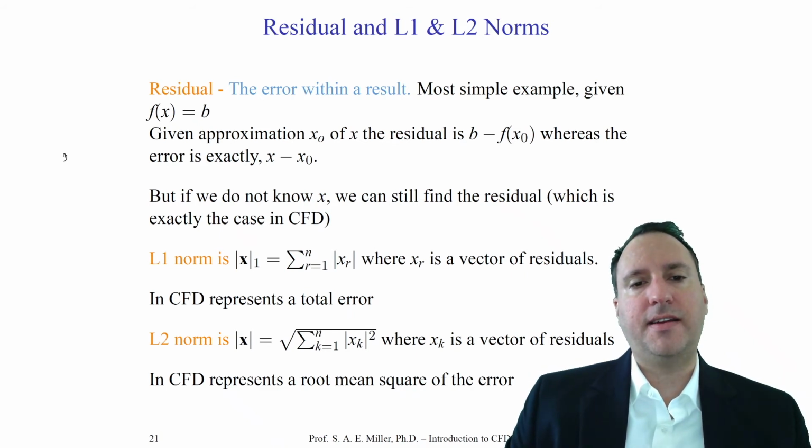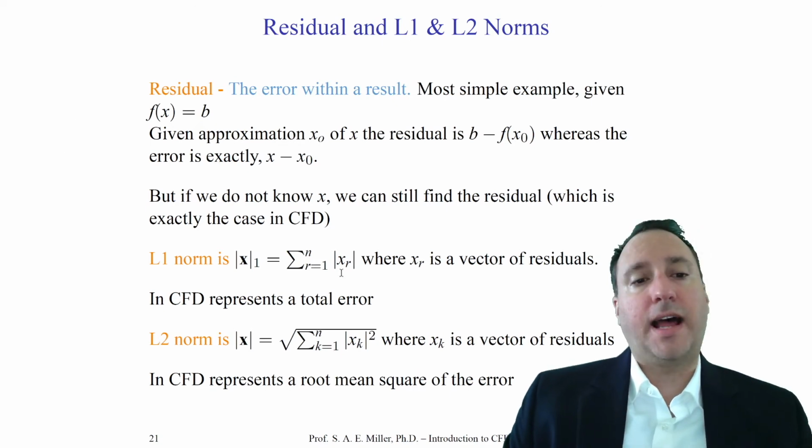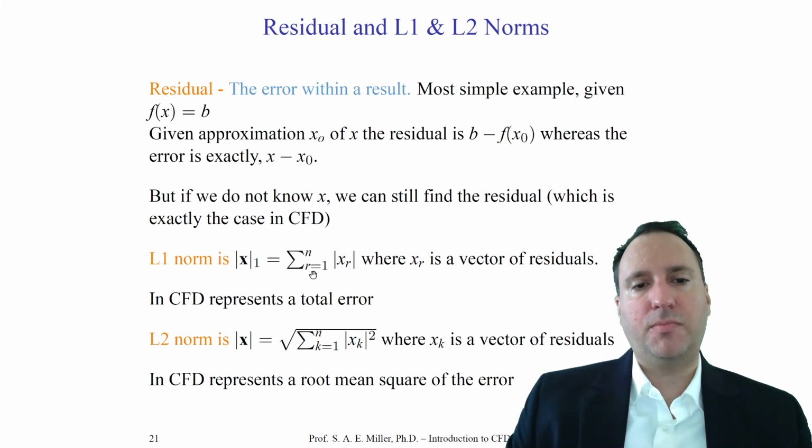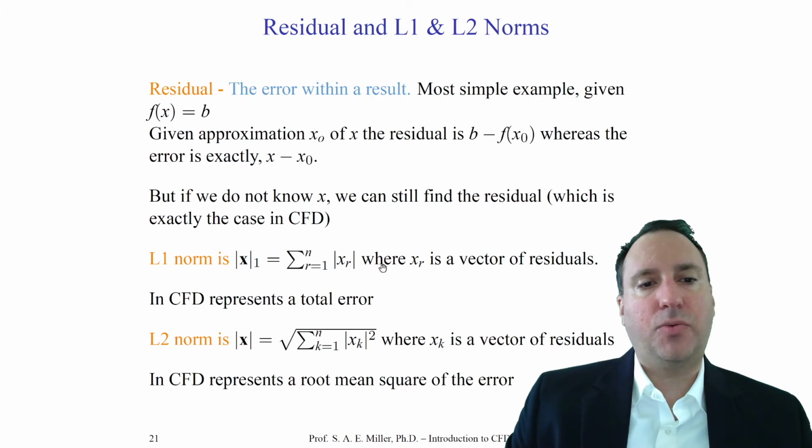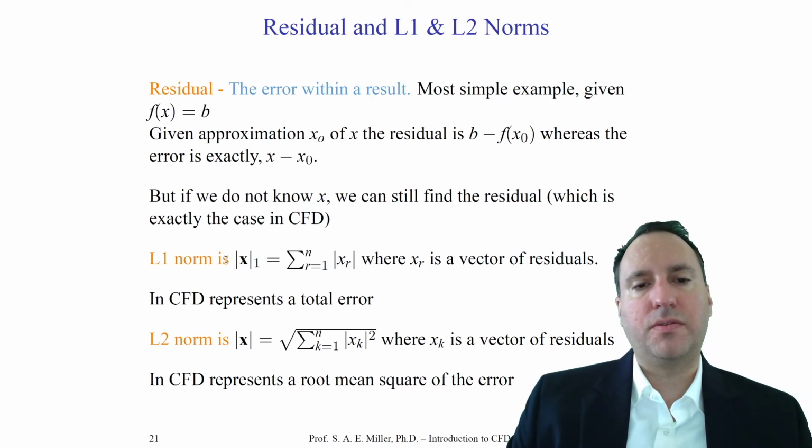Usually, we look at it in terms of its magnitude, which is the L1 residual. The L1 residual, or norm, is nothing but the sum over all the values of the magnitude of x_r, which of course is a vector of the residuals. So at every grid point in the solution, I would find the residual, and I would sum them up and take the magnitude. That's the L1 norm. It's the total residual within the whole computational domain.